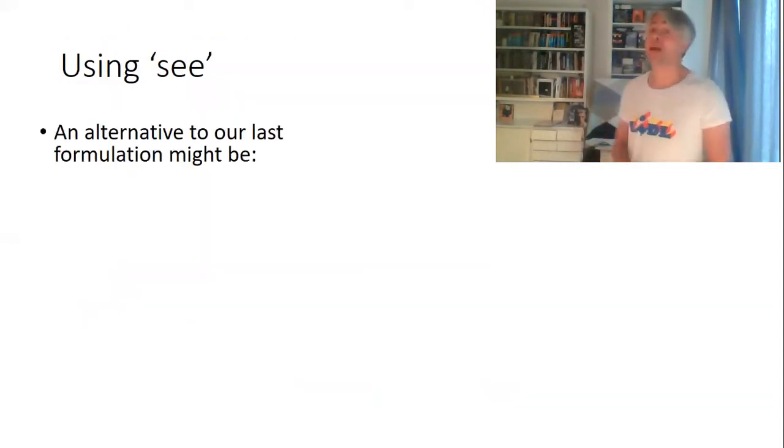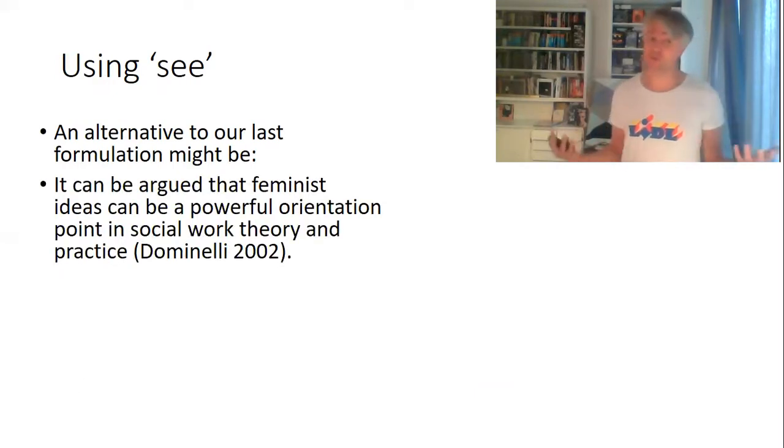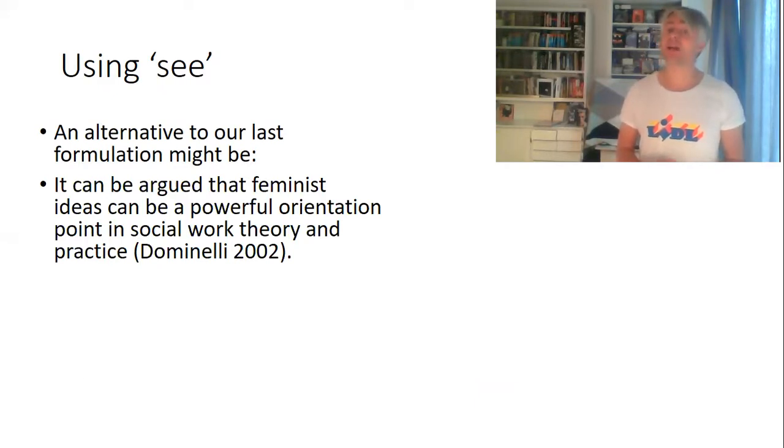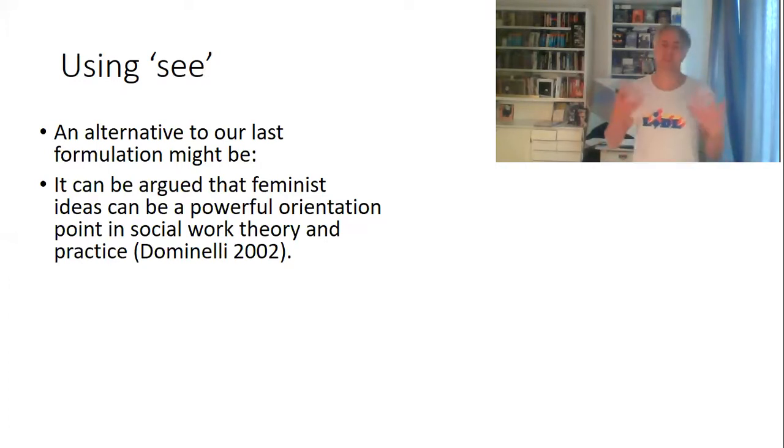An alternative to that formulation might be the following. I could have written, it can be argued that feminist ideas can be a powerful orientation point in social work theory and practice. And then I write Dominelli, 2002. If you're reading that sentence, something strange happens. You start reading the sentence thinking it's my idea, and at the end I say Dominelli 2002, then you think, oh right, it's not his idea after all, it's Dominelli's idea. So there's a weird process when you read that. You notice at the end of the sentence that I'm actually referring to somebody else's idea. So that bit of information comes a bit late, so to say, but it's still equally valid, and it's a nice way of phrasing it.